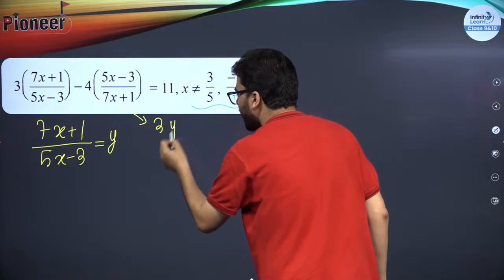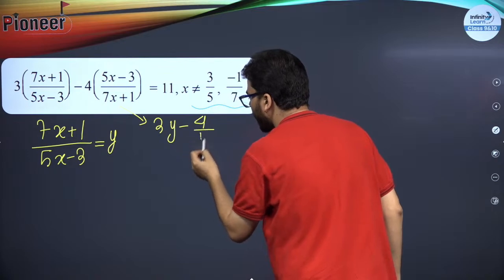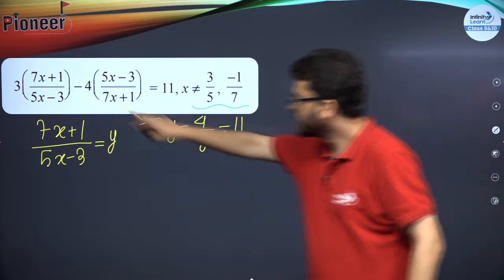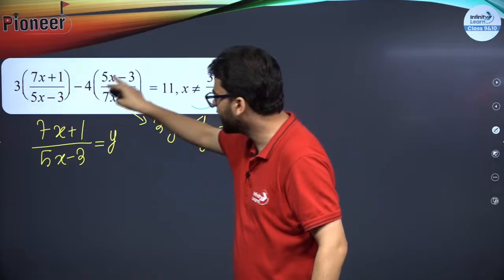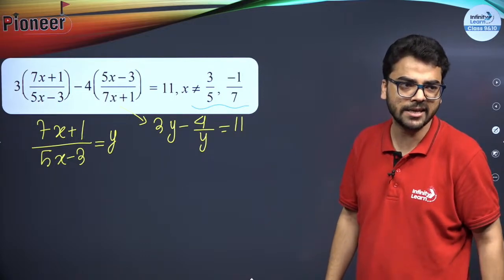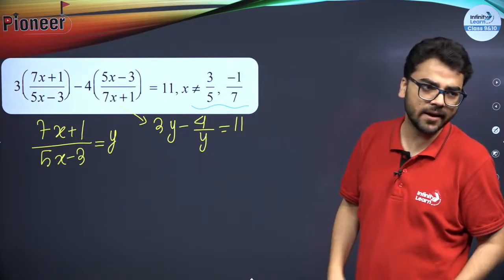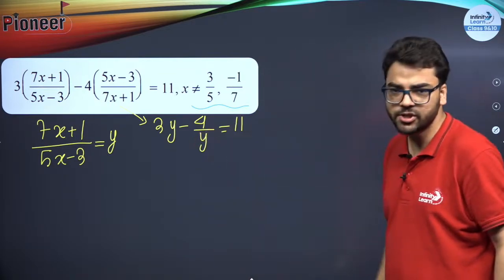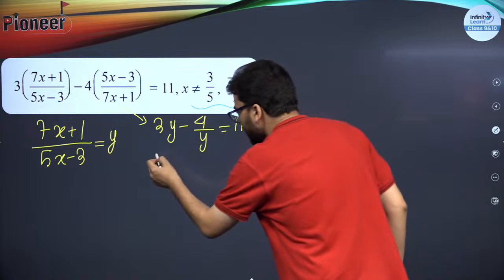This will be 3y minus 4 by y. Are you able to understand? And that is equal to 11. You got it? (7x + 1)/(5x - 3) and (5x - 3)/(7x + 1), they are reciprocals of each other. Is it clear, Sushma? Is it clear, Nikleshwar? We have to do substitution over here. So the equation is changed like this. Now let's simplify this equation and solve it.